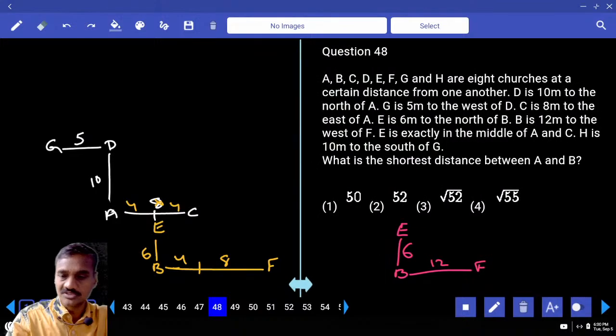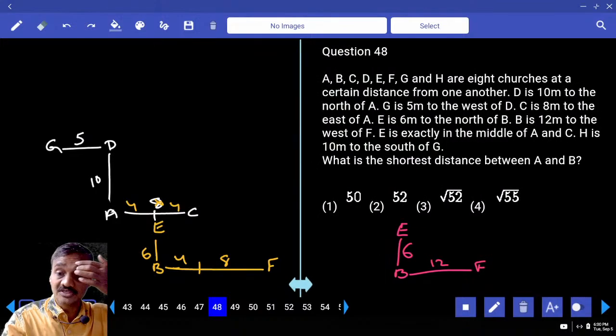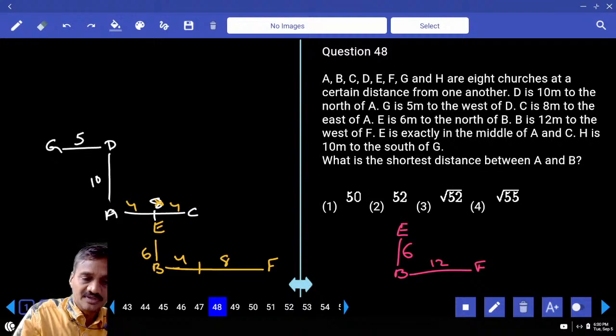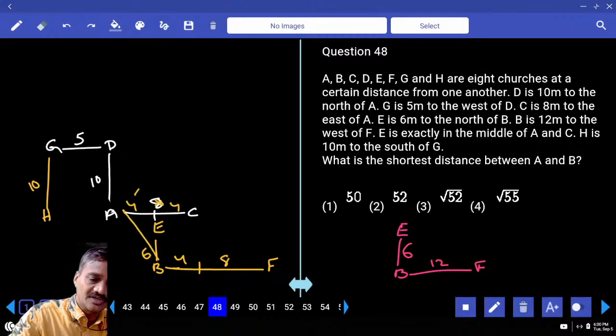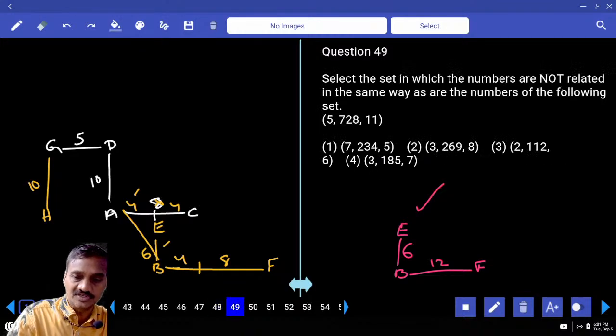And H is 10 meters to the south of G, so H must be here, the distance is 10. And what is the shortest distance between A and B? Now this distance is 4 and 6, isn't it? Now 4 square plus 6 square, how much is that? 36 plus 16, 52, root over 52, choice 3, question number 48.